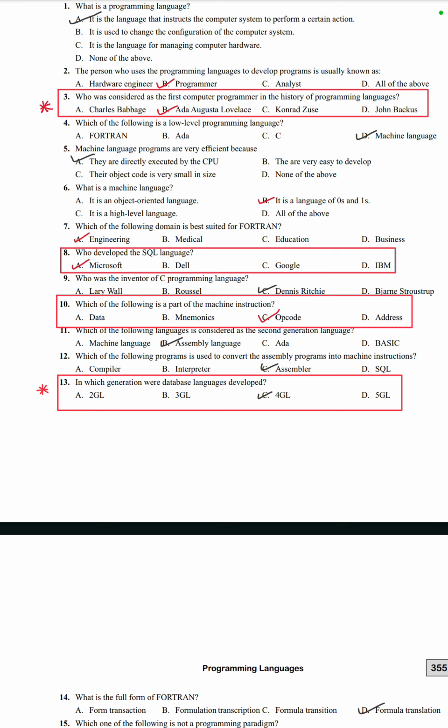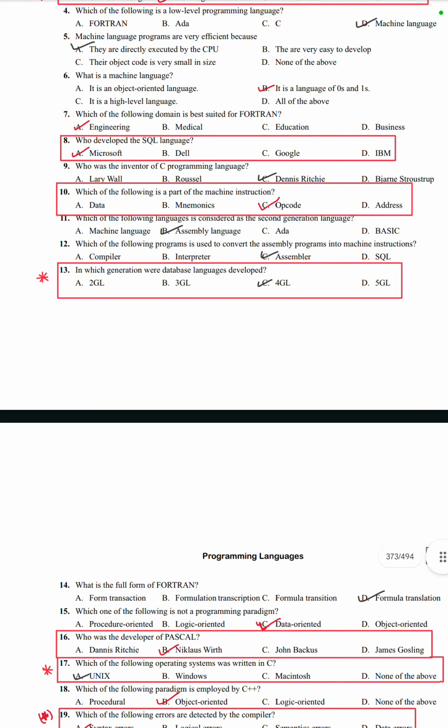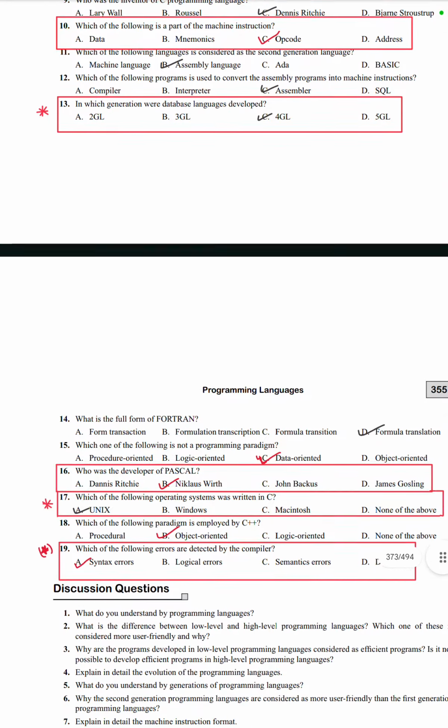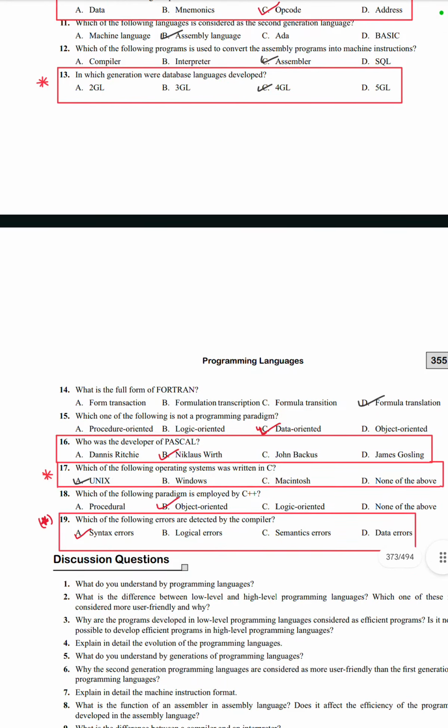It is the language of zeros and ones. Which of the following domains is best suited for Fortran? Engineering and scientific. Who developed the SQL language? Microsoft. Who was the inventor of the C programming language? Dennis Ritchie. Which of the following is a part of a machine instruction? Opcode. Which of the following languages is considered a second generation language? Assembly language. Which of the following programs is used to convert assembly programs into machine language? Assembler.